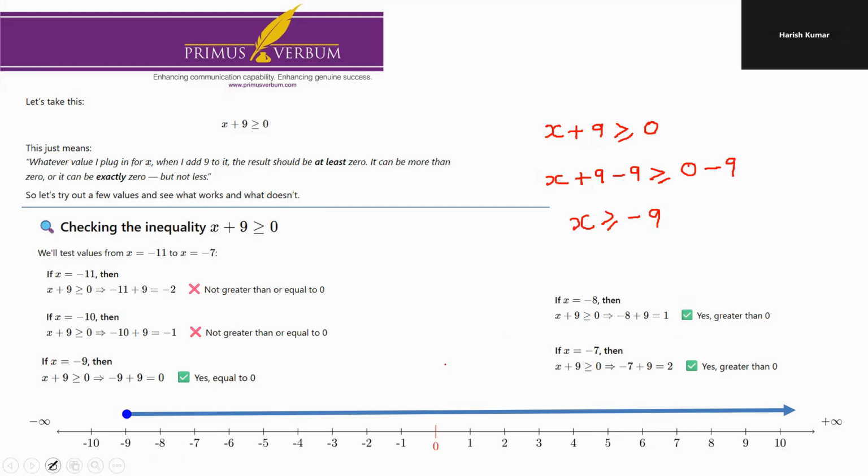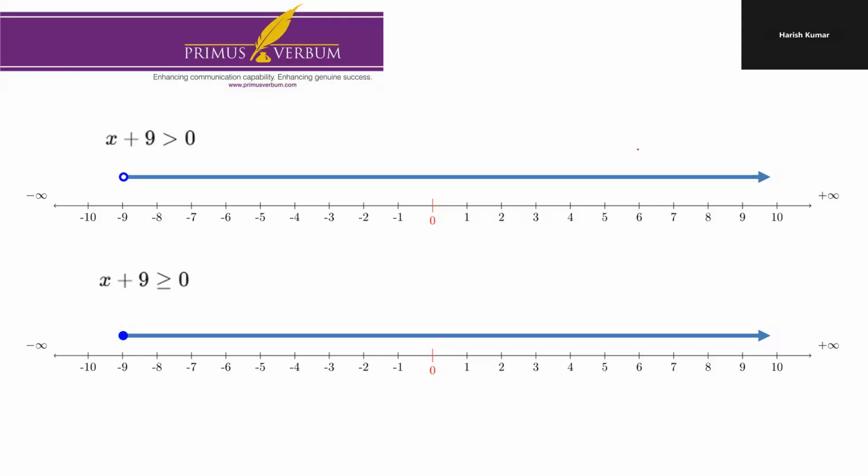But we arrived at this answer much more easily without having to substitute different values for x to check the values for which the inequality holds true. Now here we have the two inequalities plotted on the number line so that you can check how they look visually.